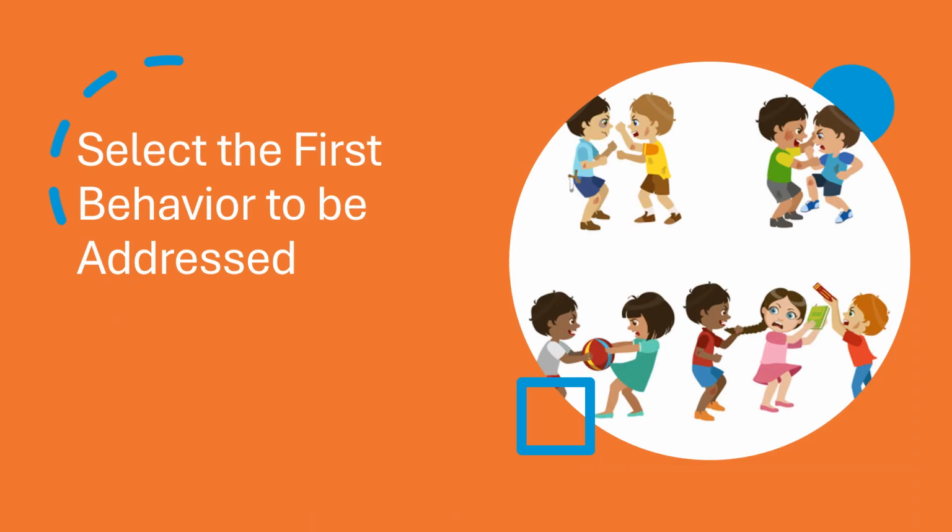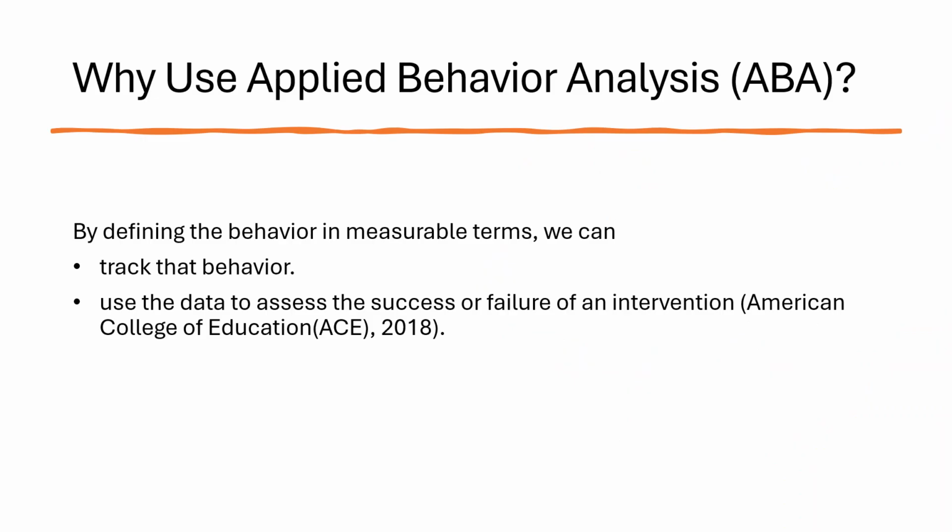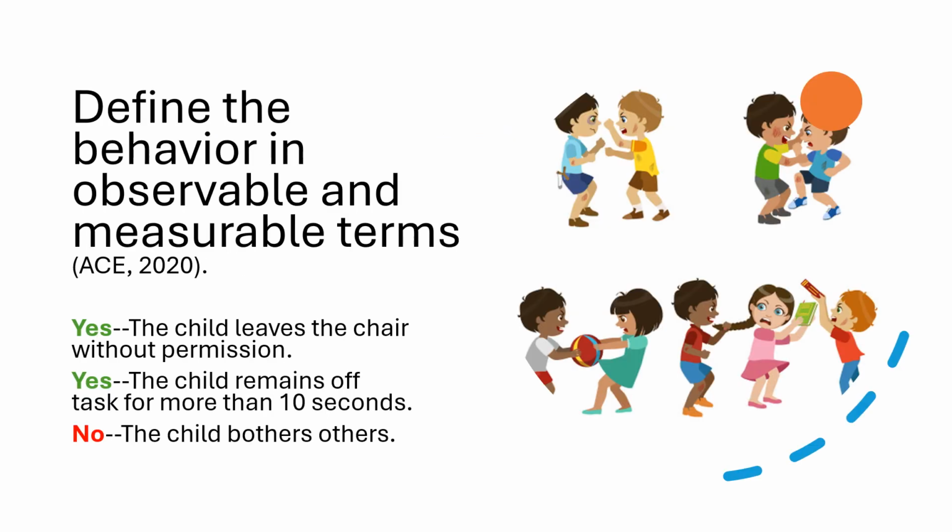Select the first behavior to be addressed. Why use applied behavior analysis? By defining the behavior in measurable terms, we can track that behavior and use the data to assess the success or failure of an intervention. Define the behavior in observable and measurable terms.